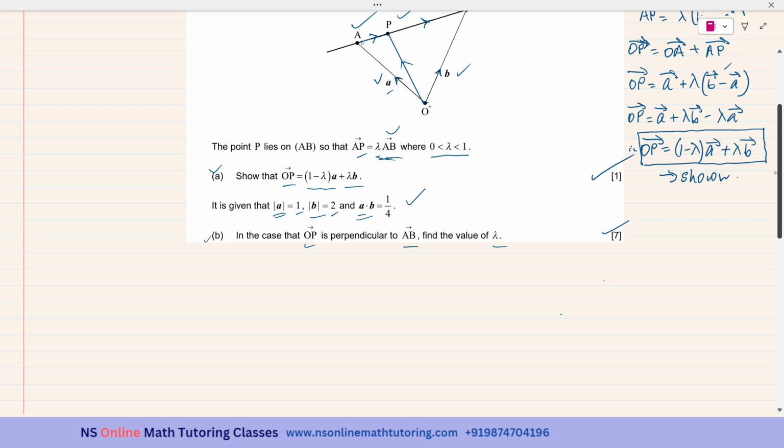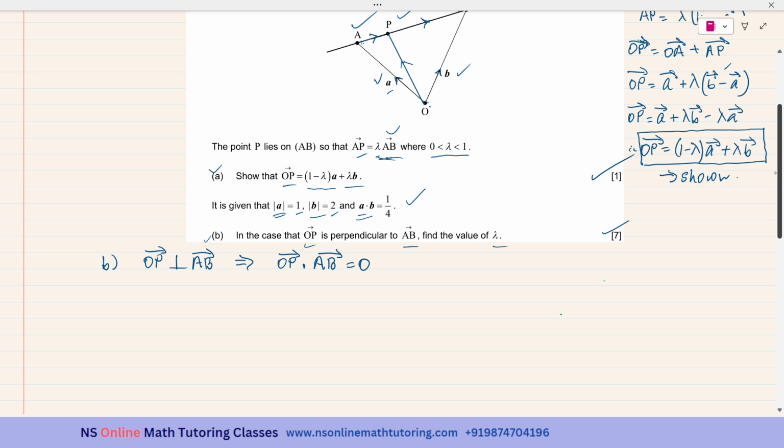Okay, so OP vector is perpendicular to the AB vector. Therefore, the dot product or the scalar product of the OP vector and the AB vector should be equal to 0. Okay.